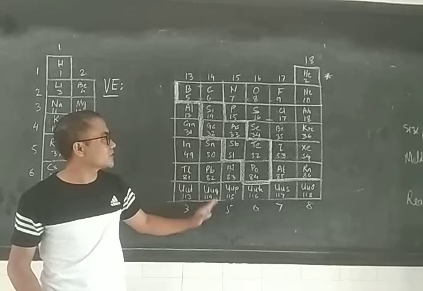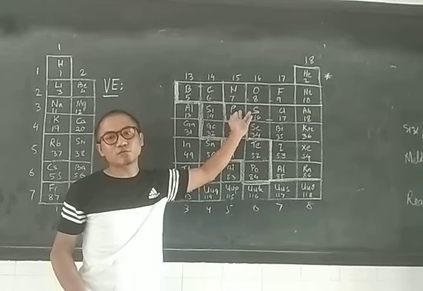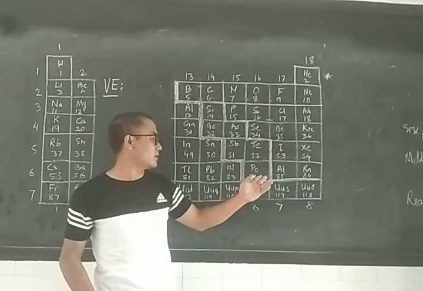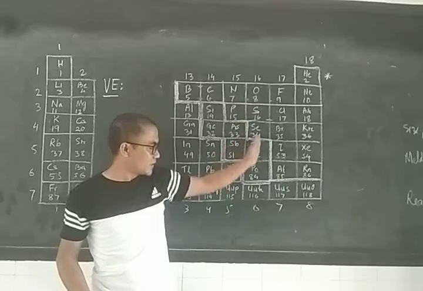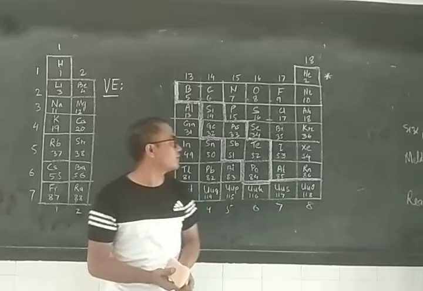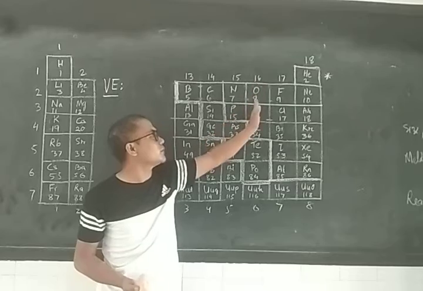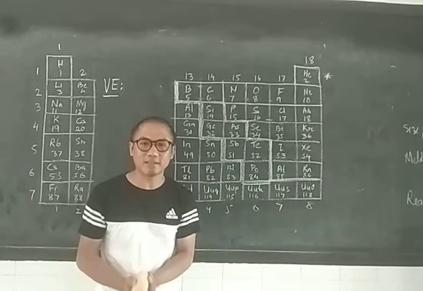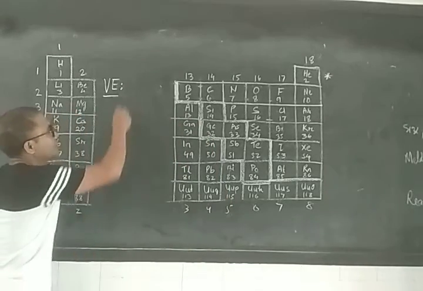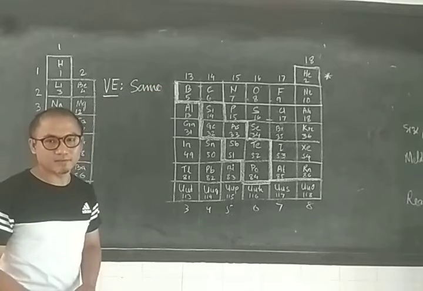I hope that's clear. Same case, nitrogen's valence electron is 5, and if we move down it will be the same all the way down. Here, oxygen, and the last one also will be the same. As we move down, it does not have any effect. Here the valence electron is 6. All of these will have valence electron 6. Once again, let me sum up: as we move down, valence electron will remain the same. It's not changing. I hope that's clear.